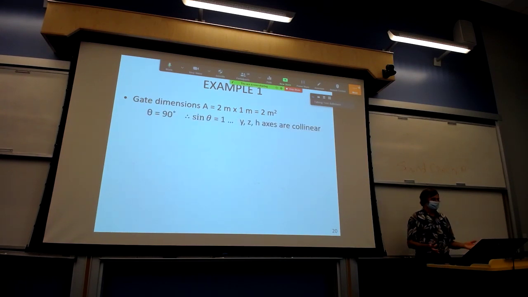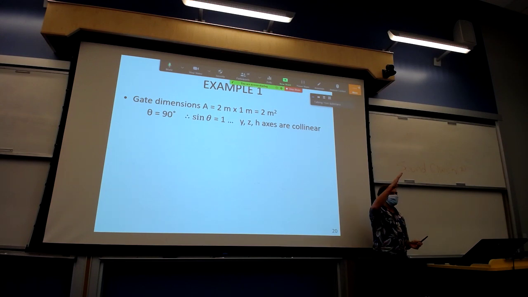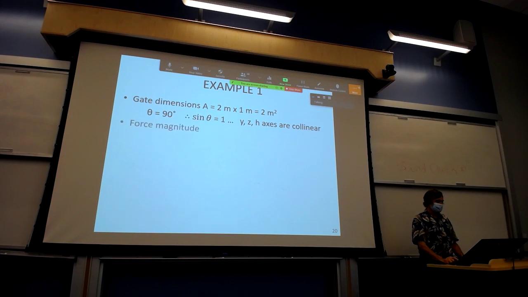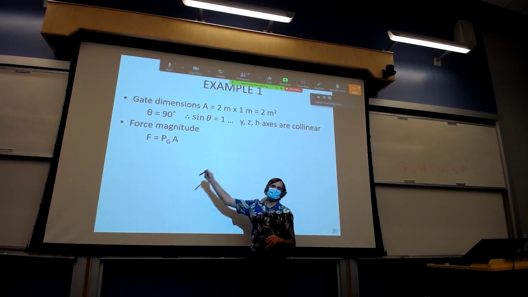Theta is 90 degrees, and therefore the sine of theta is 1, which means that the z-axis, which we always call vertical, the y-axis, which we have been calling the inclined axis, and the h-axis are all collinear. Okay? That doesn't mean they're the same, because z is positive upwards, and h and y are positive down. There's that one difference.